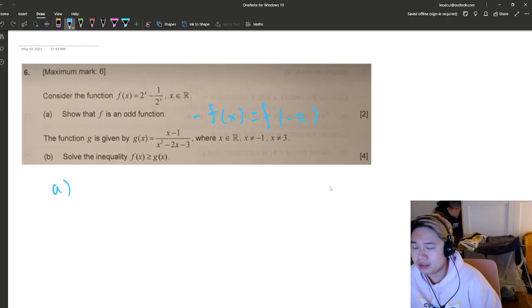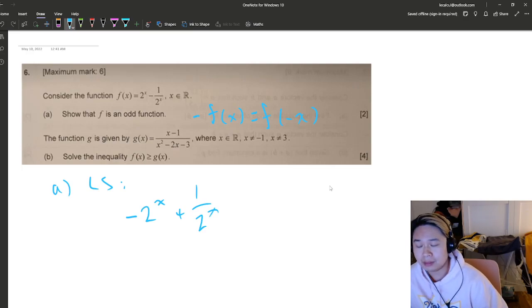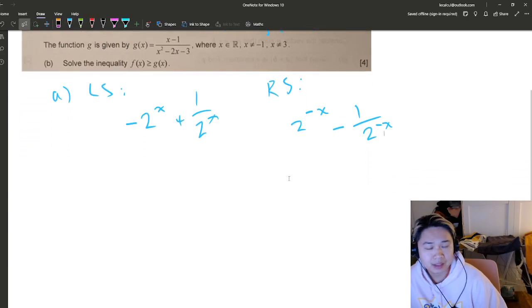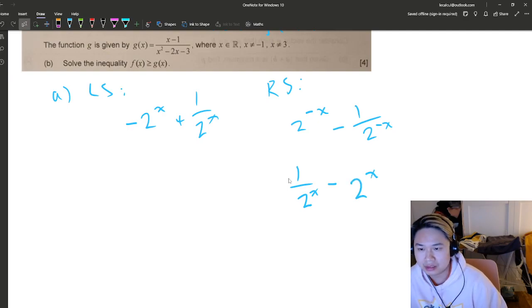Okay, so part A. On my left side, I'm going to have minus 2 to the power of x plus 1 over 2 to the power of x. And on the right side, I have 2 to the power of negative x minus 1 over 2 to the power of negative x. These are just negative exponents, so they're reciprocals. This is 1 over 2 to the power of x. And then this is a reciprocal of a reciprocal, so this is just 2 to the x. And then very clearly you can see that the left side is equal to the right side.